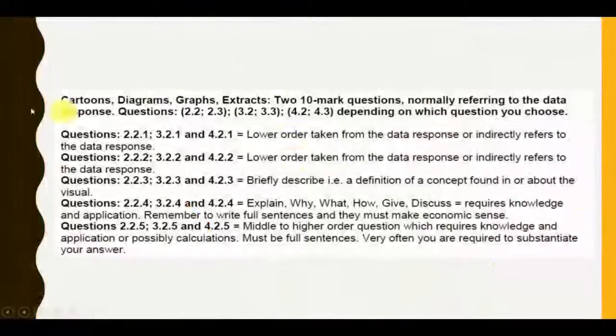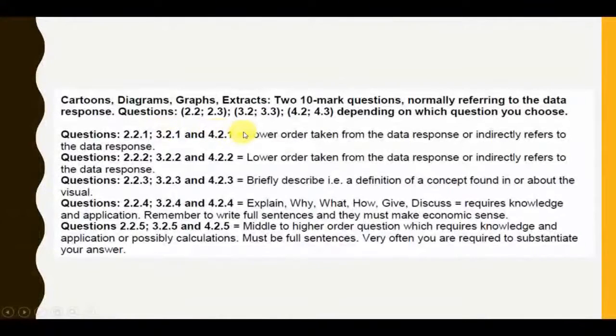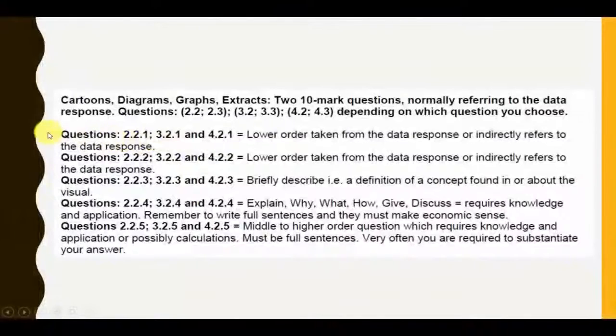There we go. Right. So, what are you going to find when you open up your paper and look at question 2, 3, and 4? You will find cartoons, diagrams, graphs, extracts. There are 2 10-mark questions, normally referring to the data. So this is questions 2.2, 2.3, 3.2, 3.3, 4.2, 4.3. And remember, you're doing 2 of them. So remember, in the 10 marks, this is how the questions are structured. And you'll see now as we go through them.